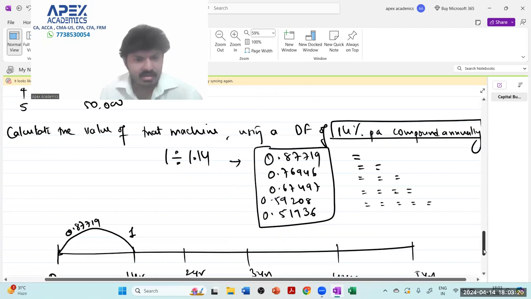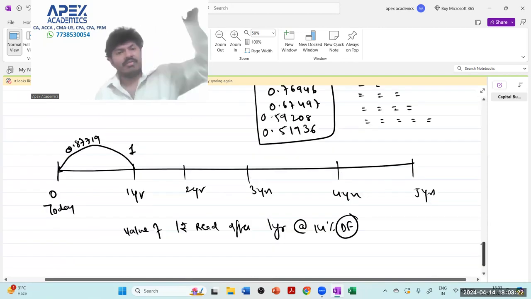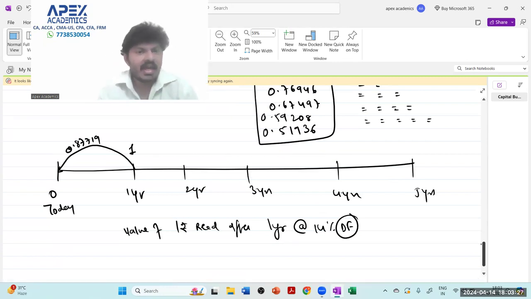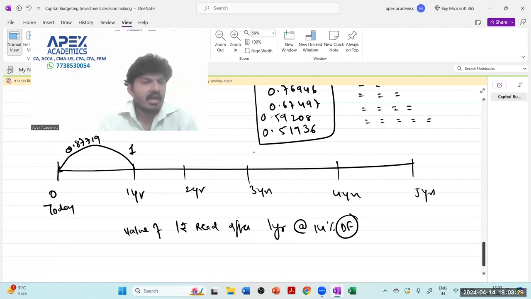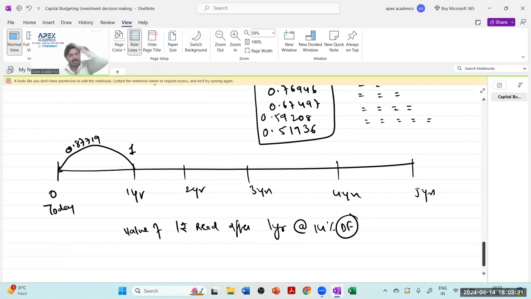Please understand, what is the value of 1 rupee that you will receive after 1 year? Today, the value is 0.87719. Am I clear about this, ladies and gentlemen? I hope I'm amply clear about this.